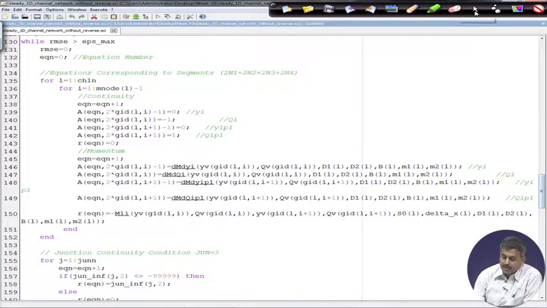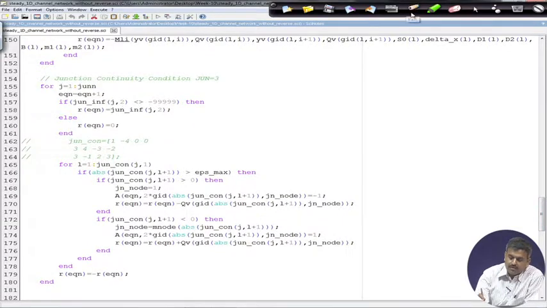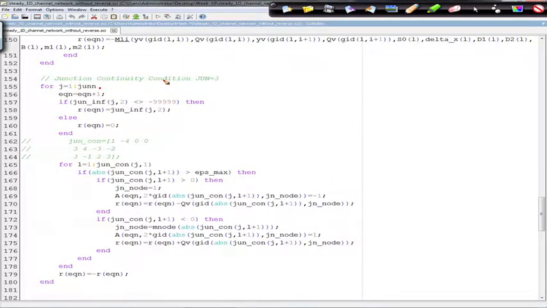Next part is junction continuity. What is this junction continuity? J equals to junction number, 1 to junction number, EQN equals to EQN plus 1, because we will have one continuity equation each for these junctions. This is junction information J2. What is this J2? 1 is related to Y and 2 is related to Q.